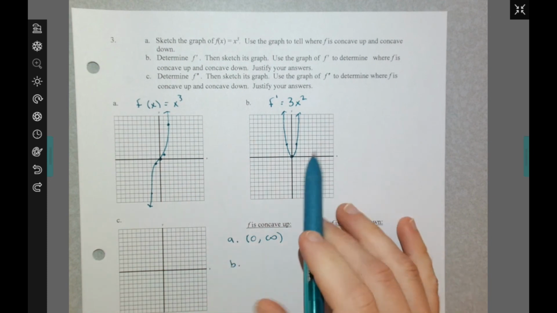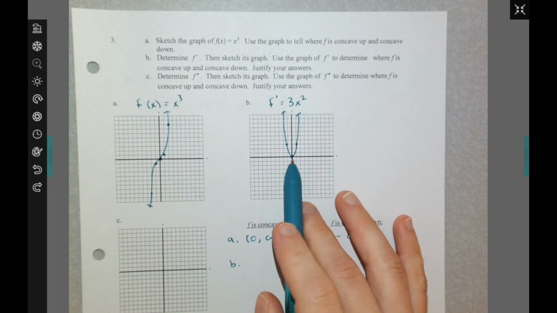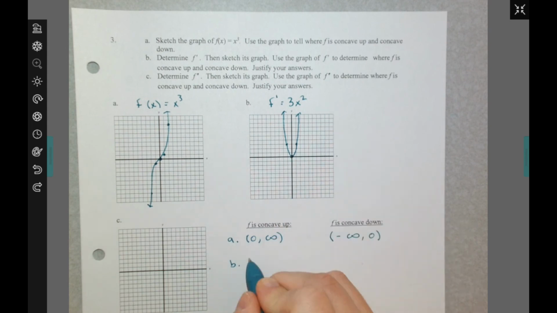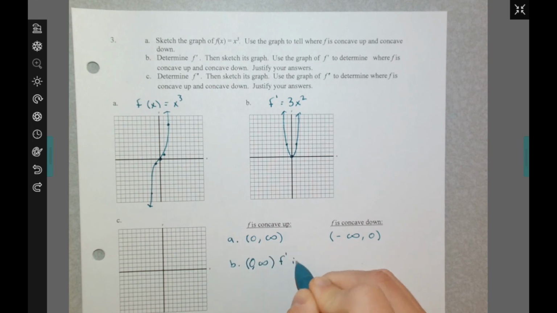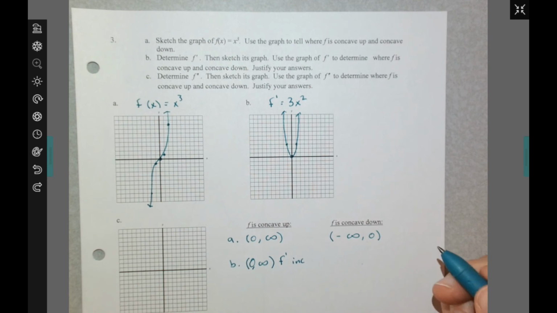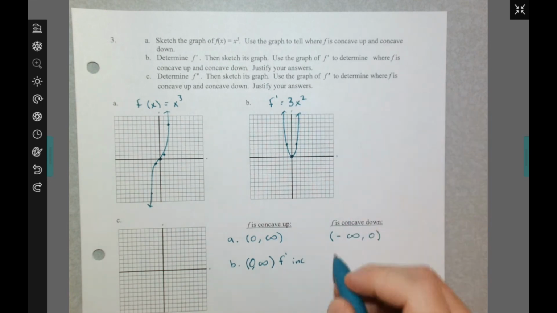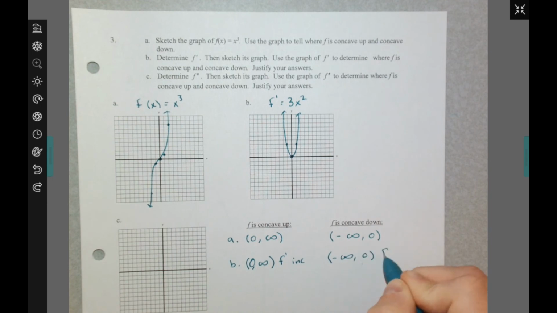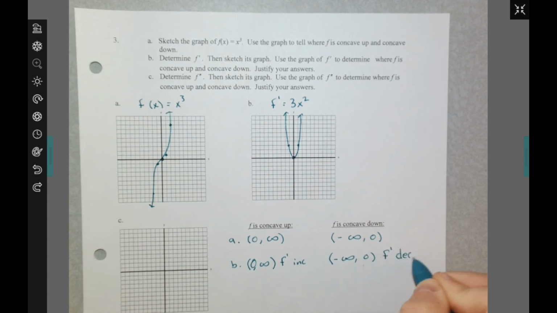Again, when they give you the first derivative, we're looking for when the derivative is increasing. We are increasing from 0 to infinity. So I'm going to go ahead and put 0 to infinity. And then we're going to say f prime is increasing. Concave down is going to be when it's decreasing, so that's from negative infinity to 0. And then we're going to say that's because f prime is decreasing.